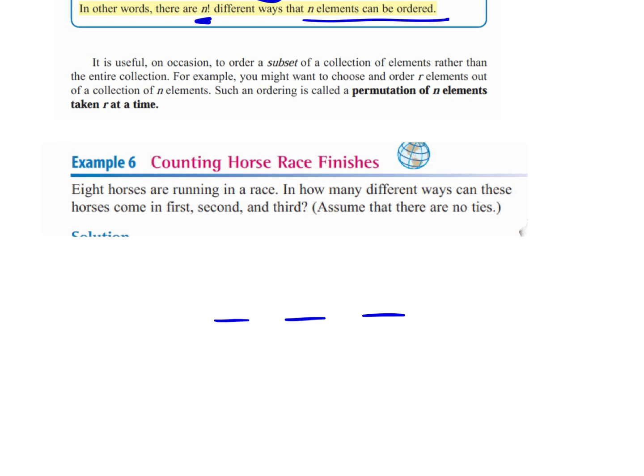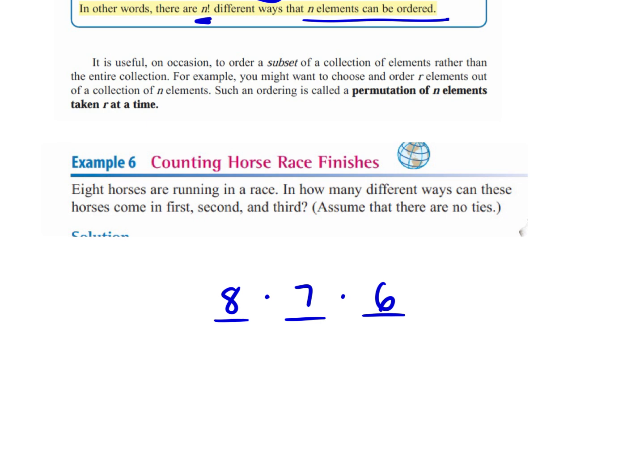How many possible horses could end up in first place? 8 of the horses could end up in first place. So we could have 8 different horses be in first. But let's say our blue horse ends up in first place. Blue horse can't also end up in second place. So how many horses could end up in second place now? 7. What about third place? 6. Awesome. So here we have 8 times 7 times 6.